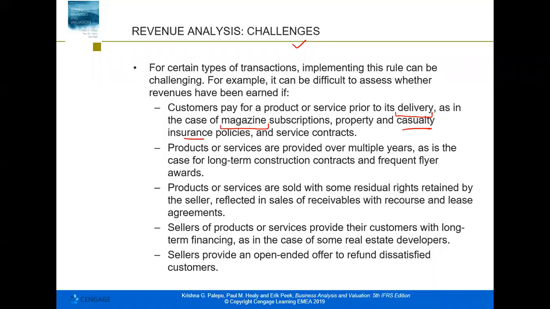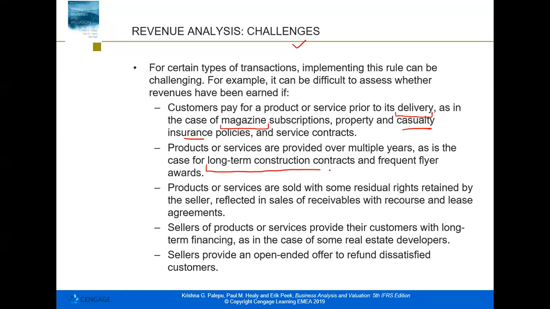Okay. Next thing I would like to highlight: we will not discuss each and every point, but I would like to show you the way you can understand each of these challenging areas. Okay, next thing, regarding the revenue analysis: products or services are provided over multiple years, as is the case for long-term construction contracts and frequent flyer awards.